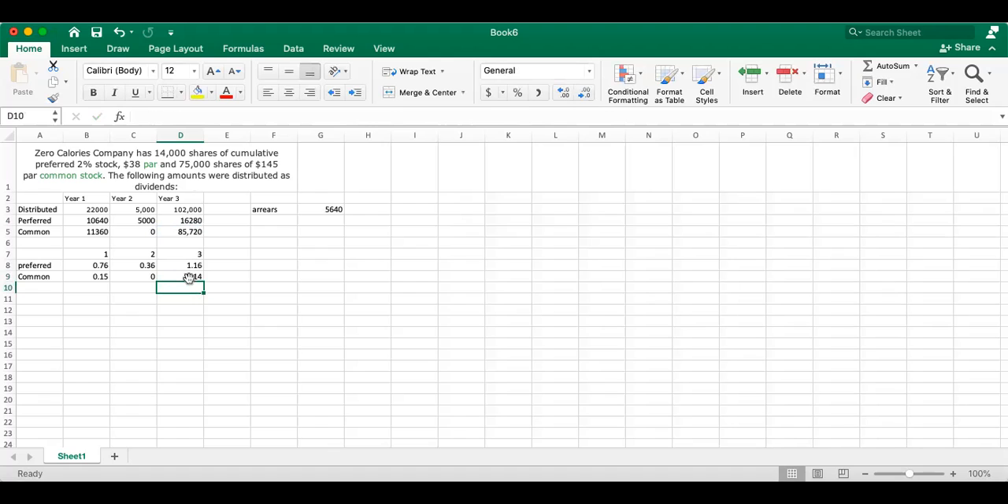So $1.14. This is kind of how you would do problem number one. Take a look at this, and if you have questions, let me know. But watch out for that arrears right there, that difference in year two, because it's lower. Okay, I'm going to stop.